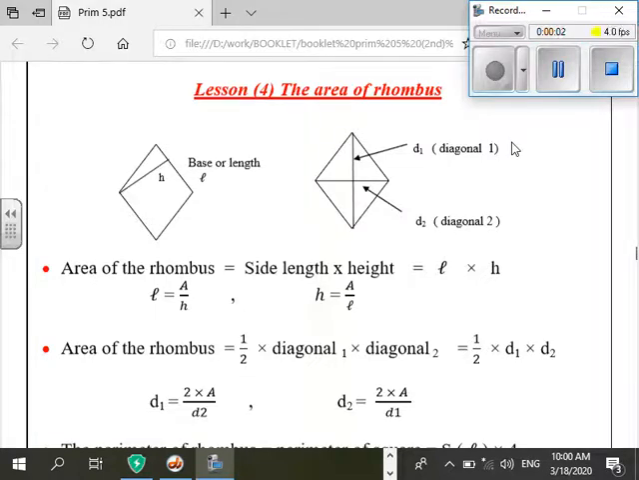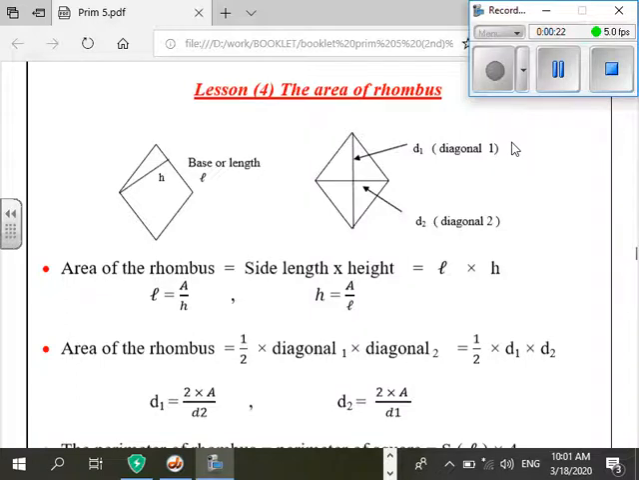Good morning. Our lesson today is about the area of the rhombus. First, I want you to remember that the rhombus is a special case of parallelogram. Rhombus is a quadrilateral, meaning it has four sides.